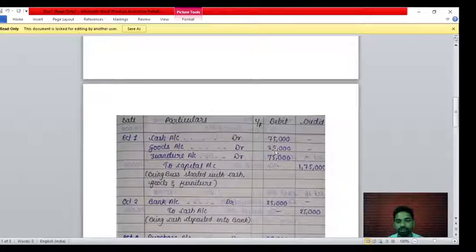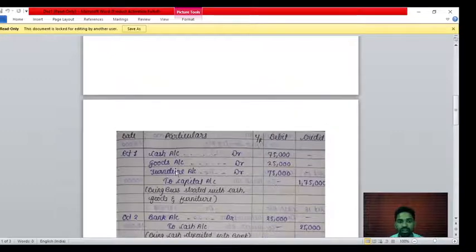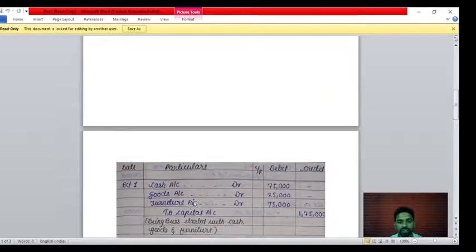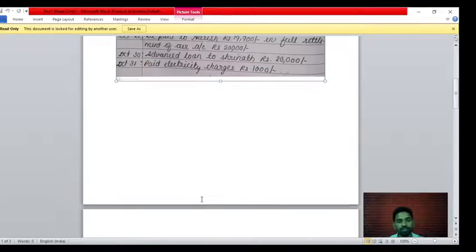So 75,000 plus 25,000 plus 75,000 is 175,000. Cash is a real account, and for real accounts, debit what comes in. After investing in the business, cash comes in. Goods also come into the business, as well as the furniture, which is an asset that comes under the business. That's why it is a debit. Being business started with cash, goods and furniture. Like this you have to make a compound entry.